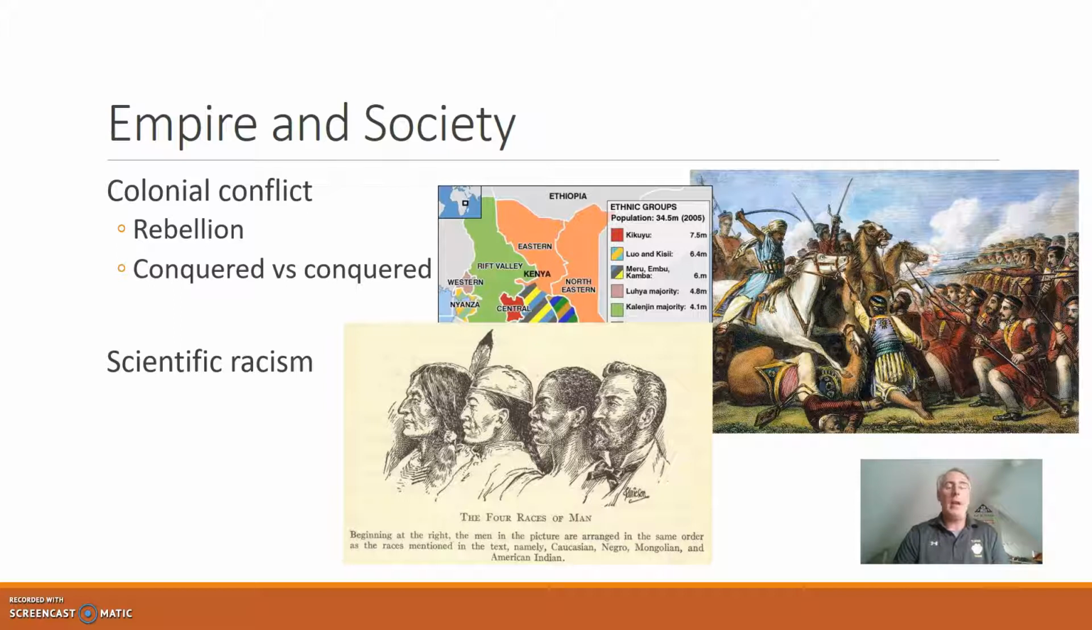And they gave each group attributes that today we would call stereotypes. Africans were characterized as unintelligent and lazy.